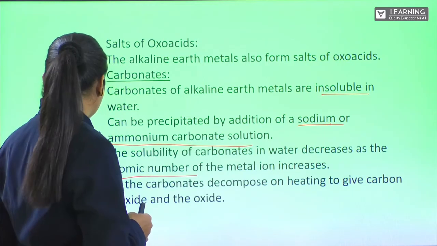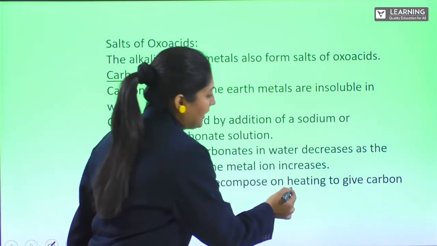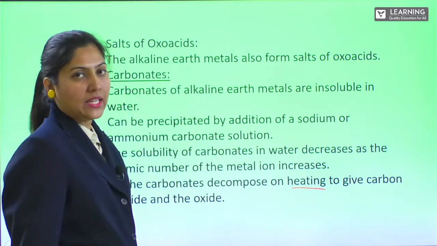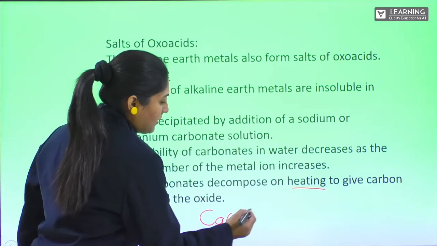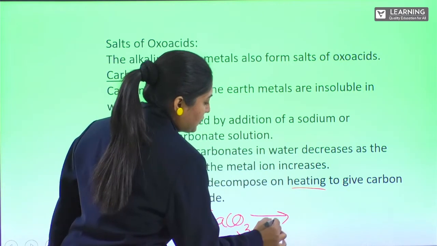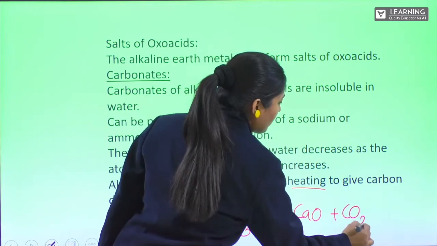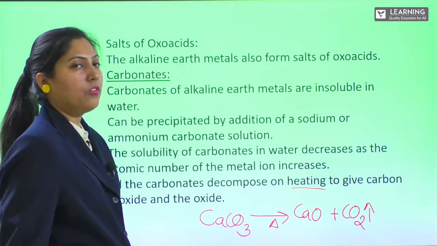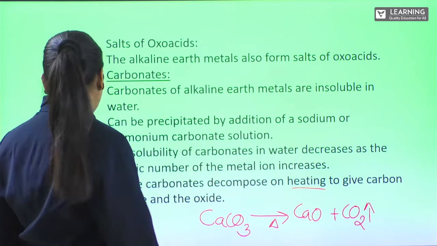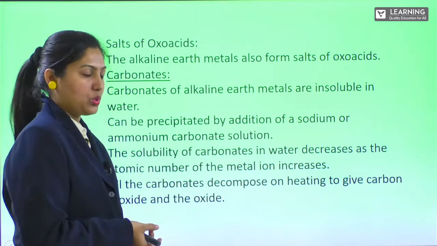All the carbonates decompose on heating to give carbon dioxide and their oxides. As we know, if I take calcium carbonate and subject it to heating, we get calcium oxide plus carbon dioxide which has been liberated, right? So this is the character of the carbonates of alkaline earth metals. They can easily lose carbon dioxide on decomposition and give the oxide.